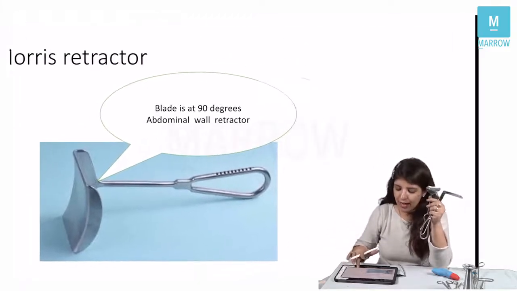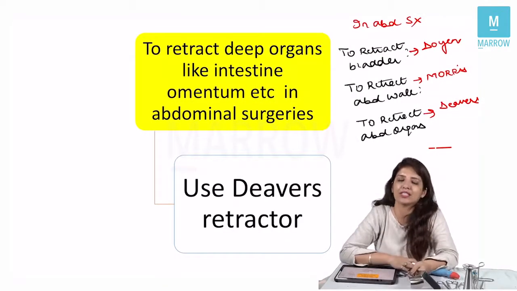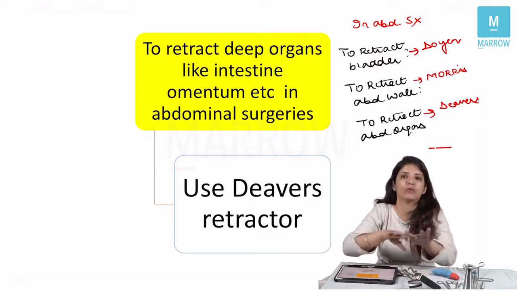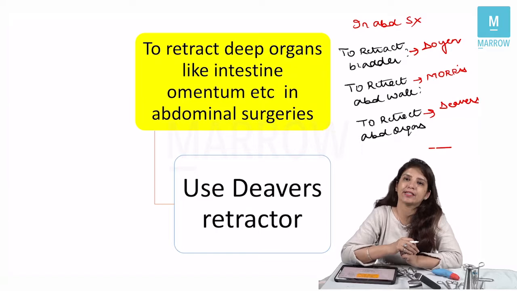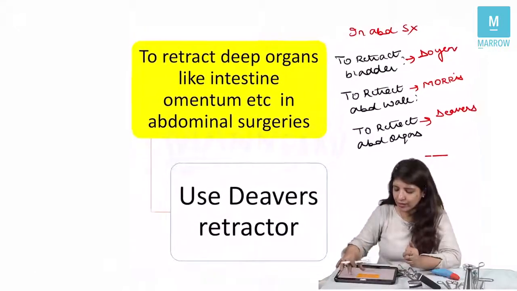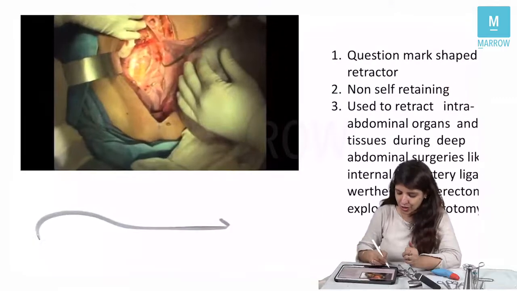Now, a last retractor which you have to know is if you want to retract the abdominal organs. So when you are doing deep surgeries, for example, if you are doing ligation of the internal iliac artery and you want to keep the abdominal organs from coming in your field of work, in that case, I'm going to use a retractor which is a Deaver's retractor. A Deaver's retractor is very easy to identify. It is a question mark shaped retractor.